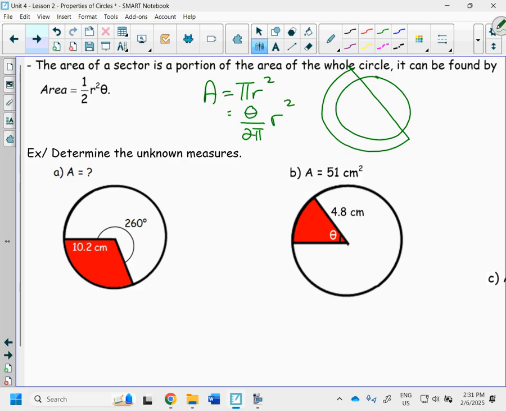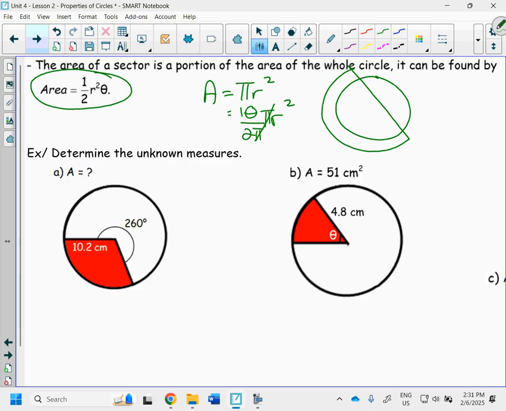And what can we do with the pi's? I can cancel them out. I've got my 1/2, my theta, my r squared. Or in other words, I've got this formula. Don't have to worry about the development, just worry about how to use it.